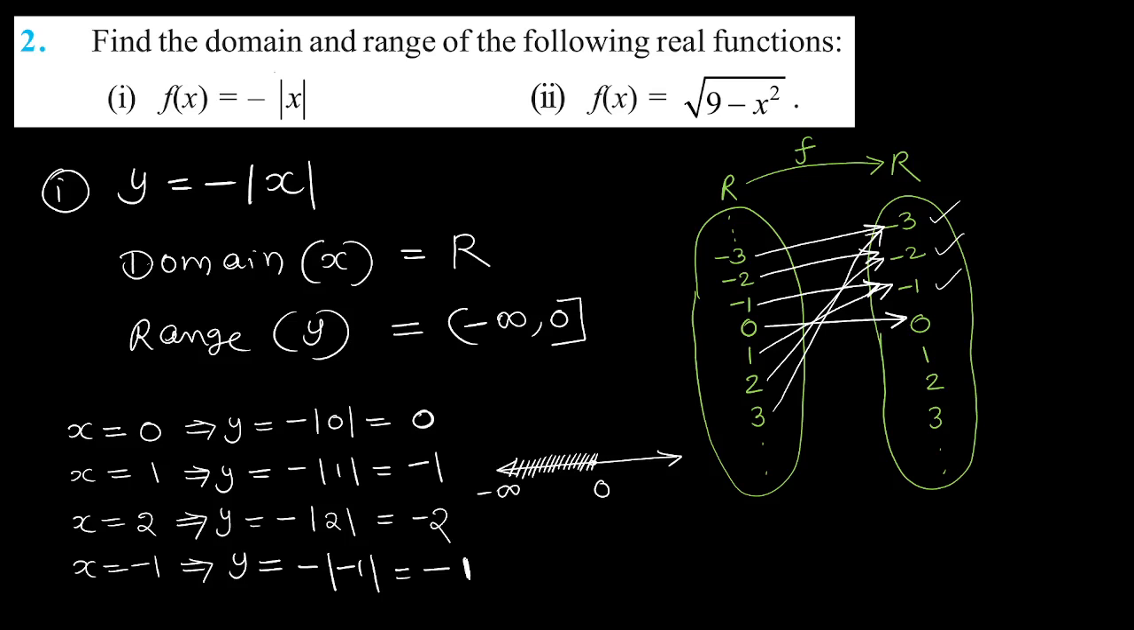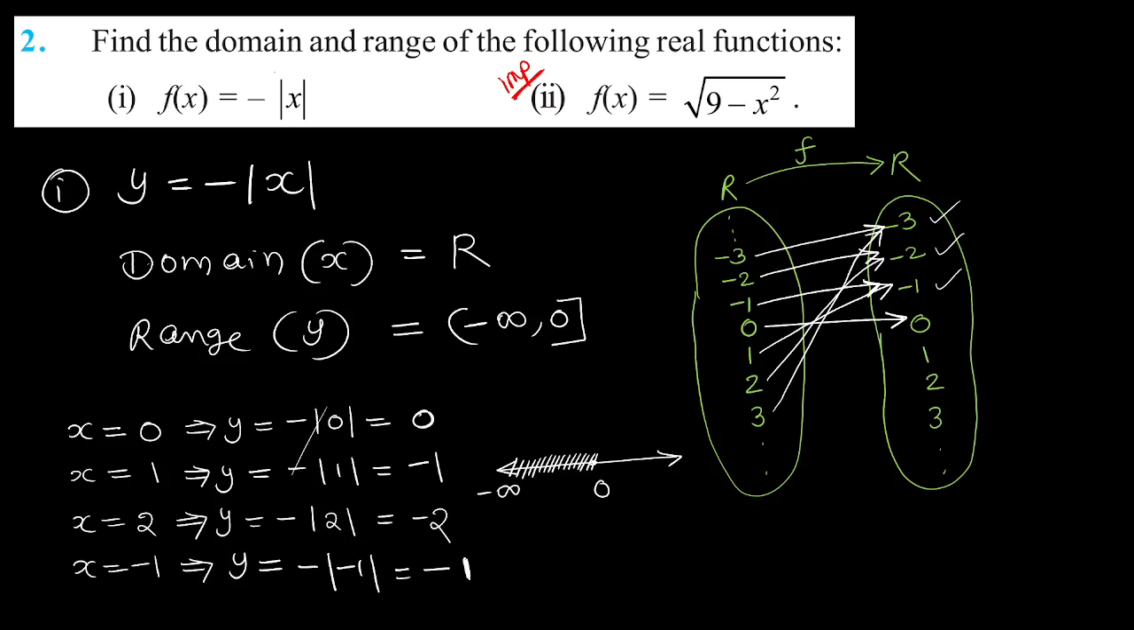So, all of you okay? The second question is a very important question. In school exams, I am sure this question will be asked. If there is a question from relations and functions, surely this type of question will be asked. It's a very, very important one. f of x equals root of 9 minus x square. We have to find both the domain and range.